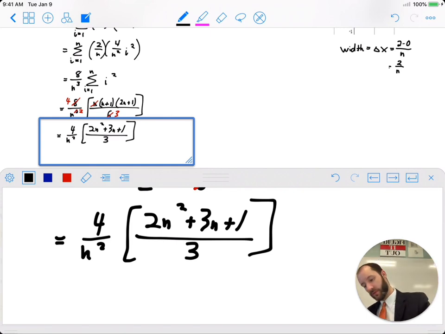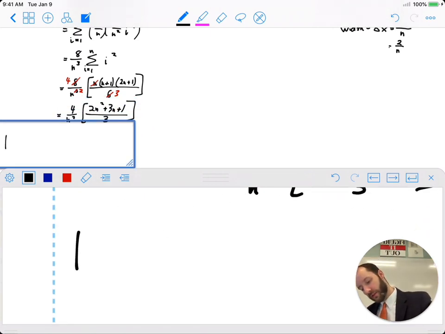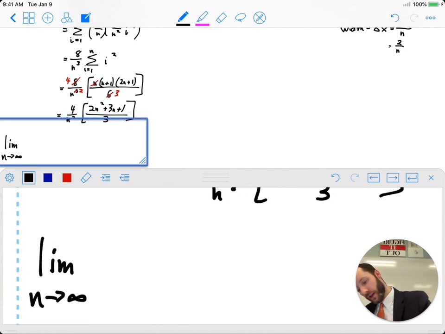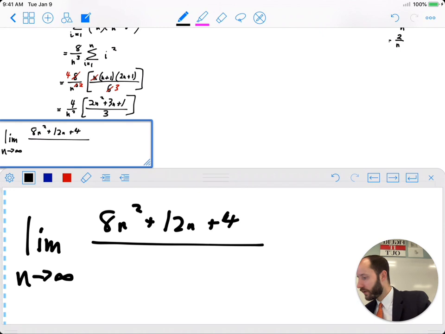Now is the time to draw a limit. Remember, we're doing a limit definition. We want n, the number of rectangles, to approach infinity. So the limit as n approaches infinity of 8n squared plus 12n plus 4, all over 3n squared.